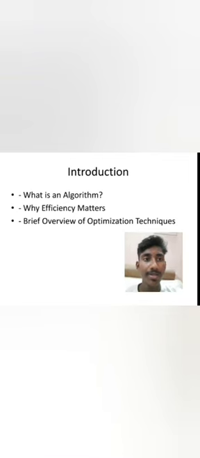Now we discuss the introduction of dynamic programming. What is an algorithm? Why efficiency matters? Brief overview of optimization techniques. Now, what is dynamic programming? A method for solving complex problems by breaking them into simpler subproblems. Overlapping subproblems plus optimal substructure.